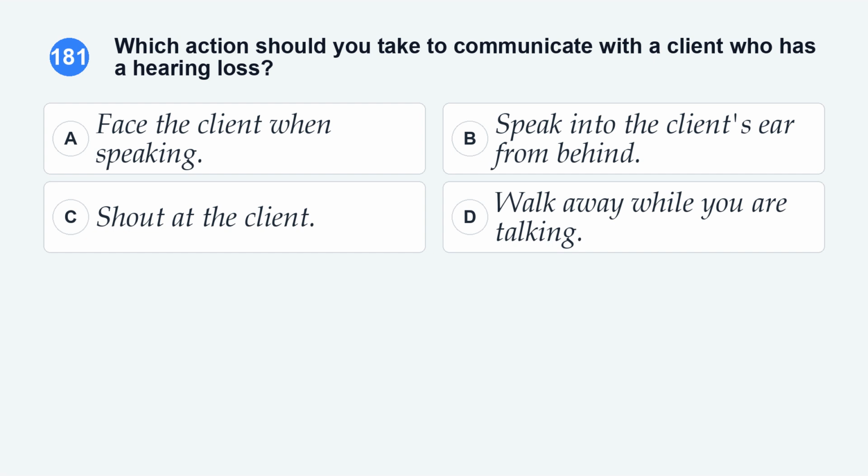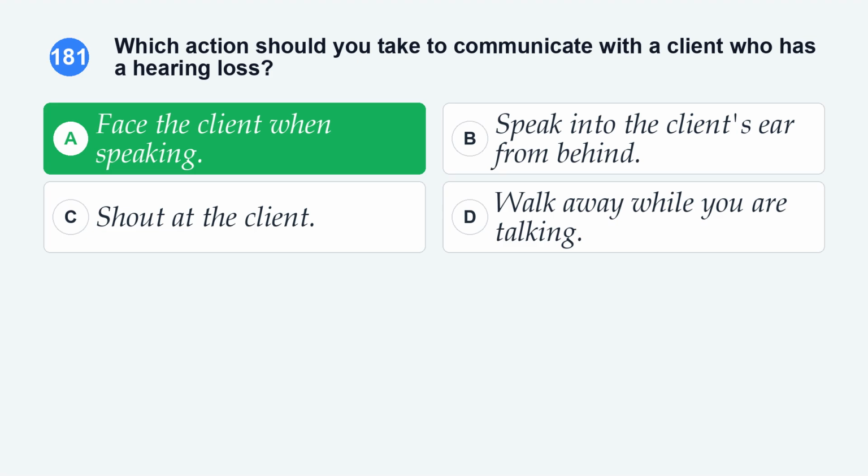Question 181. Which action should you take to communicate with a client who has a hearing loss? Option A. Face the client when speaking. Option B. Speak into the client's ear from behind. Option C. Shout at the client. Option D. Walk away while you are talking.